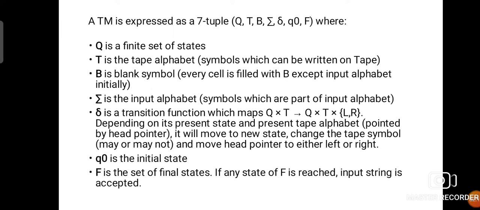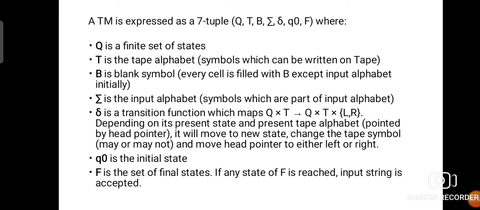So the Turing machine will have the head pointer. The finite control will have the head pointer. The head pointer will point to the tape. That head pointer currently will point to one cell of the tape. The input symbol from that current cell will be consumed by the Turing machine. So for every state transition, the next movement, whether to the left direction or to the right direction, will also be mentioned in the state transition function.